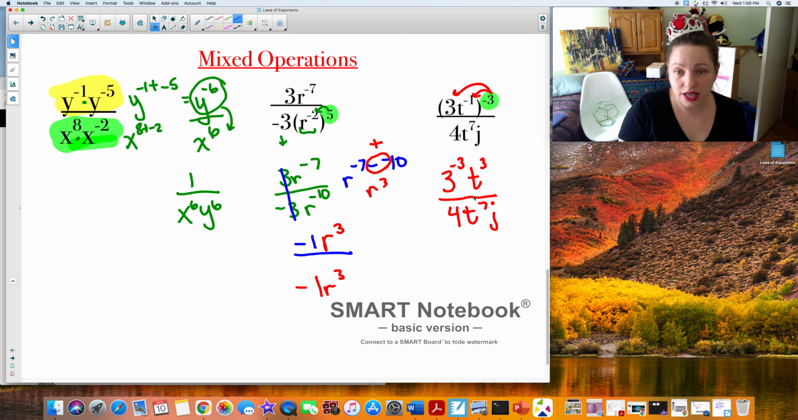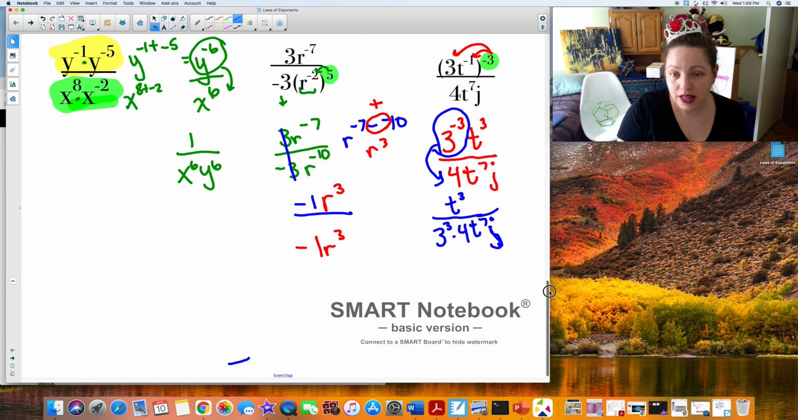But this negative exponent tells me that it's going to have to become a fraction. So it becomes t to the third, 3 to the third. Notice that when it becomes a fraction, it's not negative anymore. Times 4, t to the 7th, and j. That is the ugliest j I've ever made.